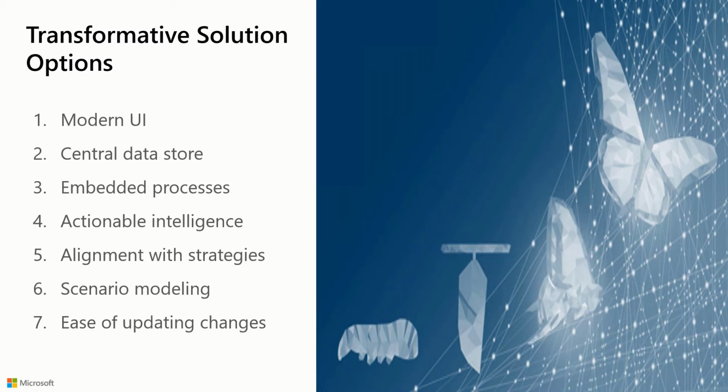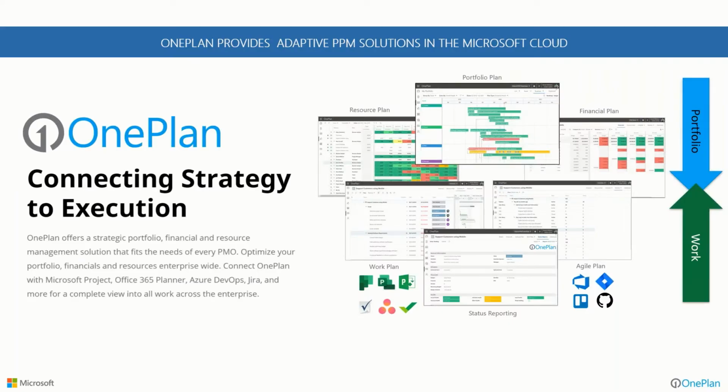And when we hit constraints, be able to do scenario modeling. And also provide us a facility that we can easily update things as things change. And one plan, as we're going to show you today, has these dimensions available. It connects strategy to execution and includes resource management in that mix.